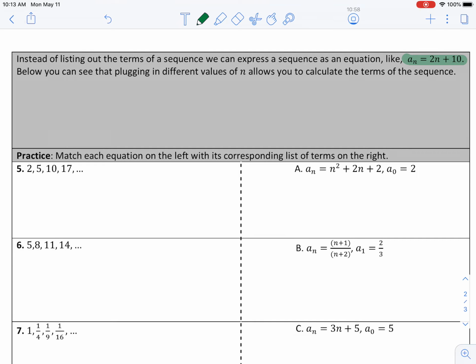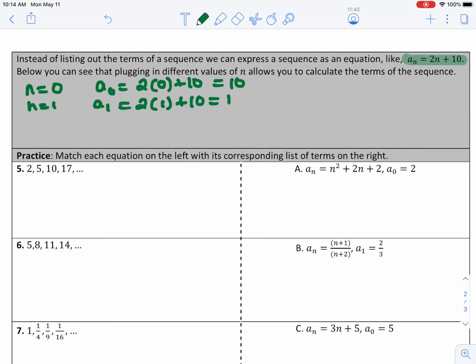So if I plug in n equals 0, let's see, I'm going to make that a little bit smaller. If I do n equals 0, that means I am finding the 0th term, and I'm told to plug in 0 anywhere there was an n. Doing a quick evaluation, I see that a sub 0 is 10. If I let n equal 1, that means I am calculating the a sub 1 term, the first term here, and that tells me to plug in 1 anywhere I see an n. So we have 2 times 1 plus 10, which gives us 12.